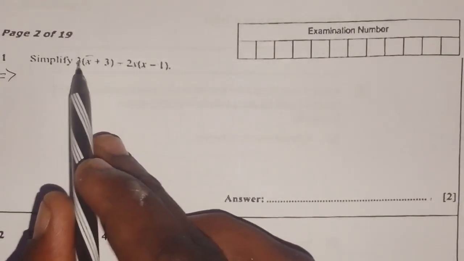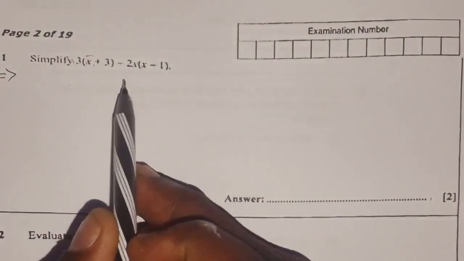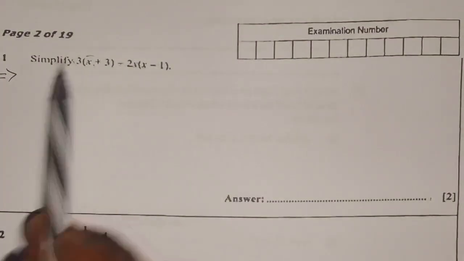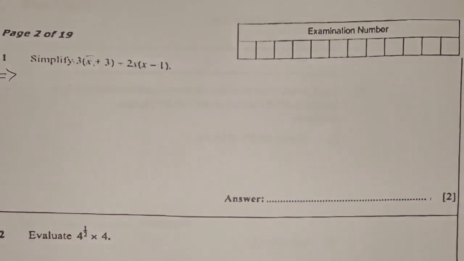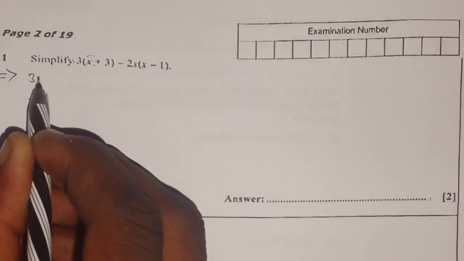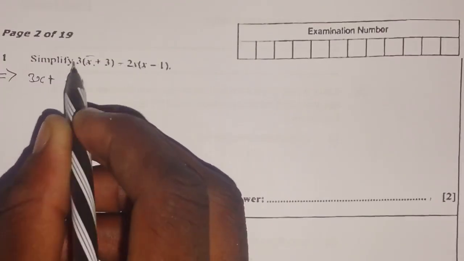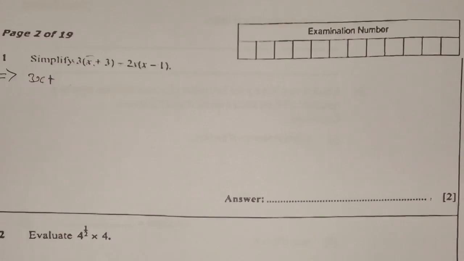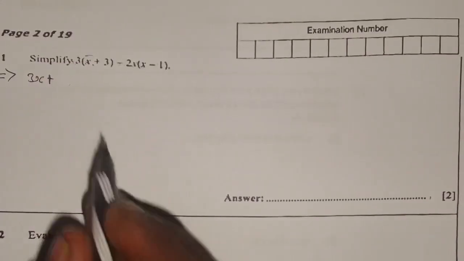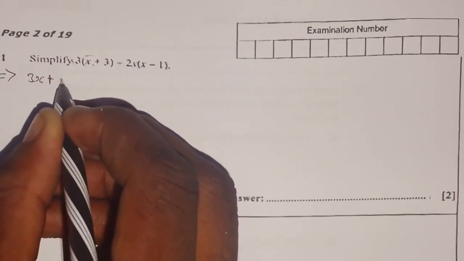Here the brackets mean that this number is multiplying everything in the bracket. So you have to multiply this number by everything in the bracket. So we're going to have 3 multiplied by x, which gives us 3x. We maintain our sign because positive times positive gives positive. So 3 multiplied by 3 gives us 9.